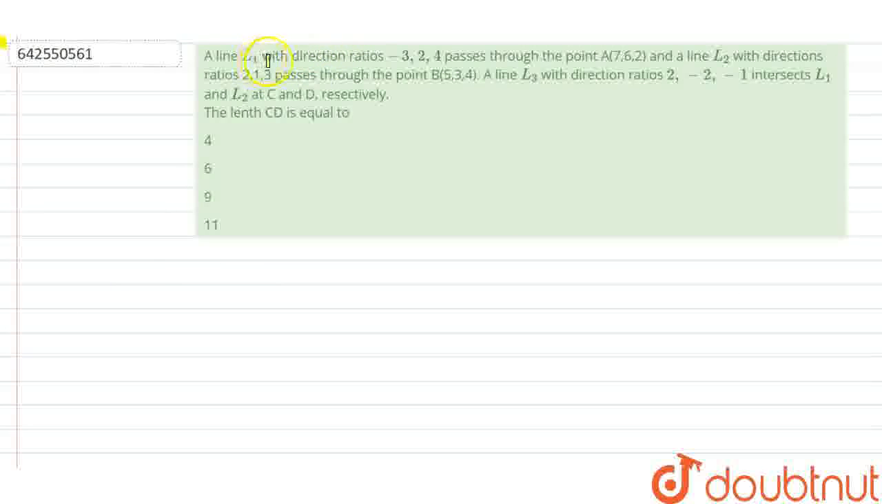Hello everyone. Question says that a line L1 with direction ratios -3, 2, 4 passes through the point A(7, 6, 2) and a line L2 with direction ratios 2, 1, 3 passes through the point B(5, 3, 4). A line L3 with direction ratios 2, -2, -1 intersects L1 and L2 at the points C and D. Then we have to find the length of CD.